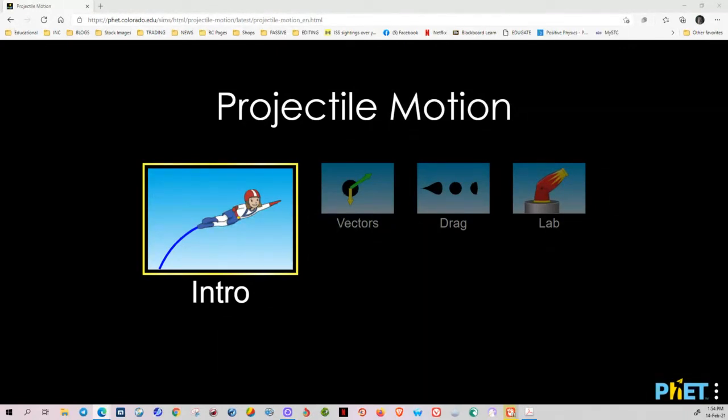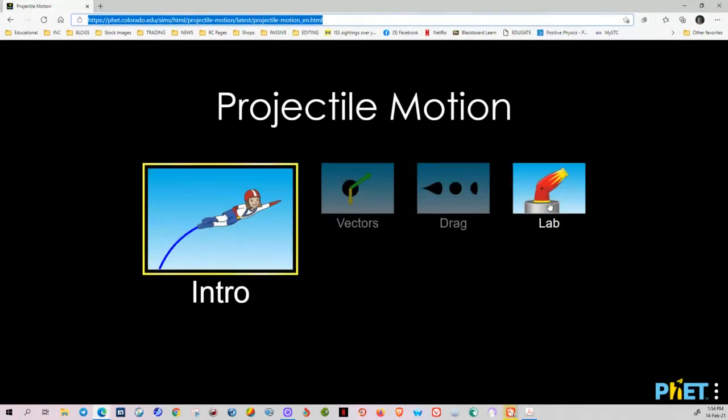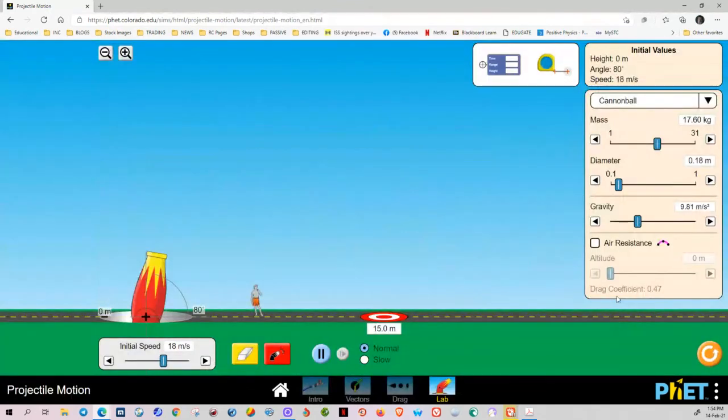This is from Colorado University in the US. Go to this link and open it in your computer. And also, I'm going to send you an offline copy. If you don't have internet later, you can do it even without internet. I will send you the offline copy in your group chat. So here, where you want to go is to click Lab here. Click Lab, double click, and it opens a setup for projectile.